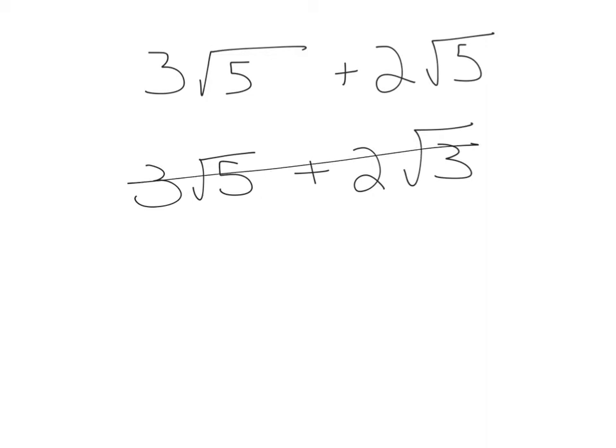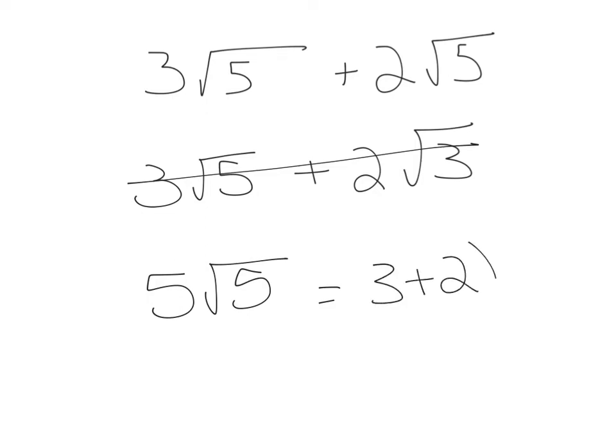3 radical 5 plus 2 radical 5 is actually 5 radical 5, because you add the 3 and the 2 together and just have the radical 5 on the outside. Just like you would with 3x squared plus 2x squared. It's like having like terms, except in this case they're like radicals.